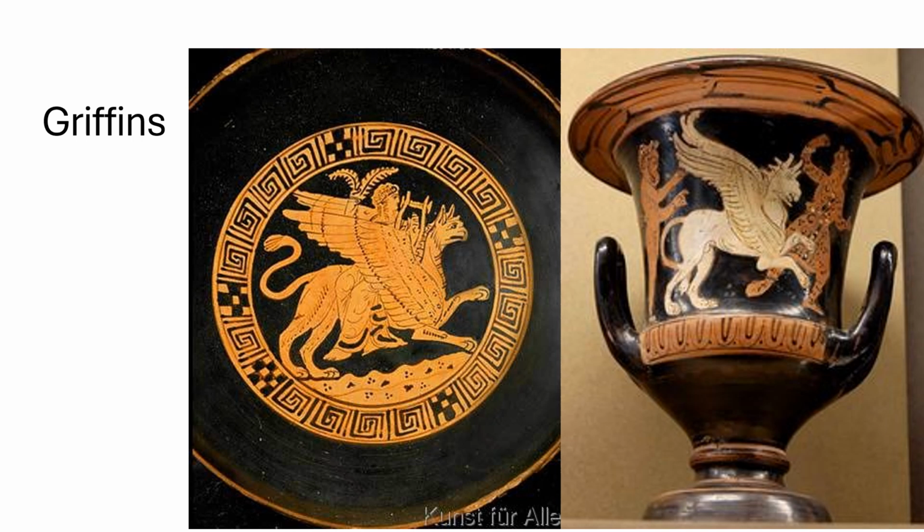Next, we're going to talk about griffins. And griffins are actually seen in several different cultures. They've got the front half, the head and the wings of an eagle, and the back half, the body and legs of a lion.